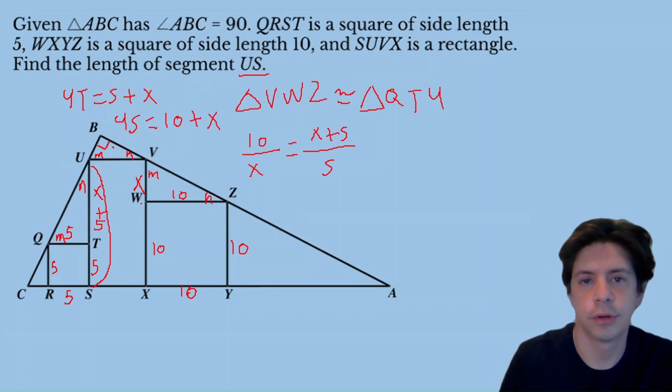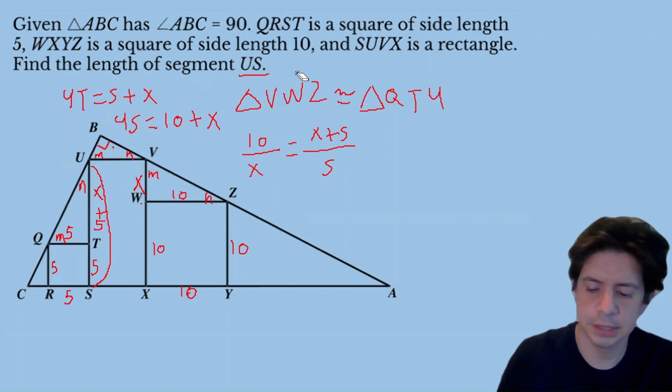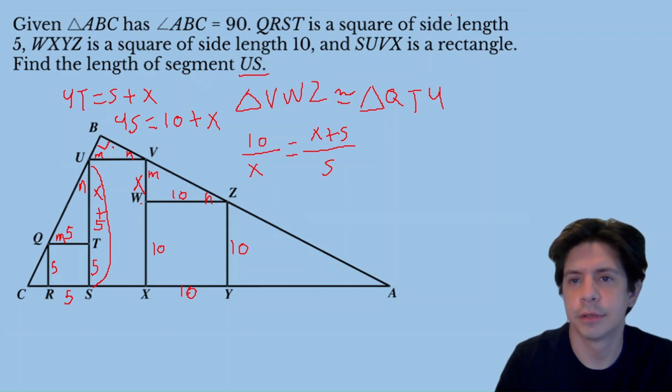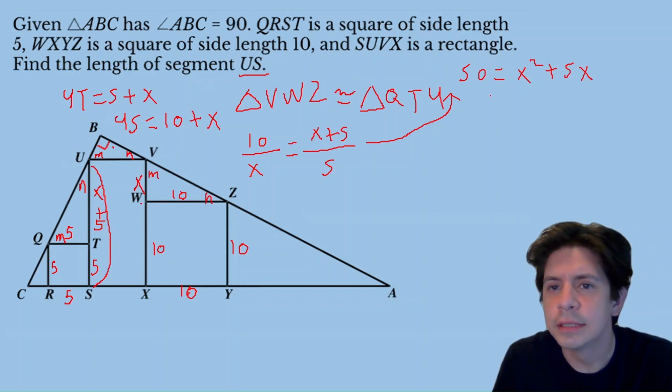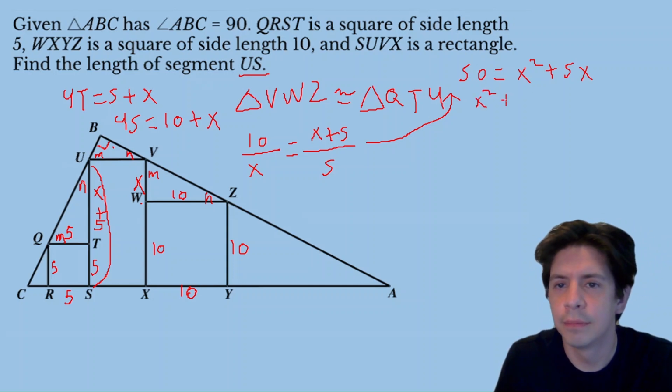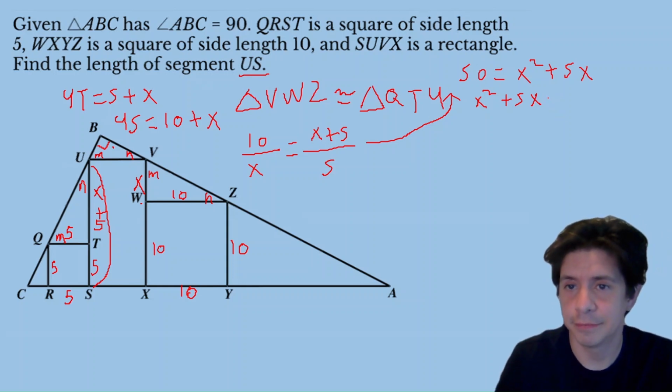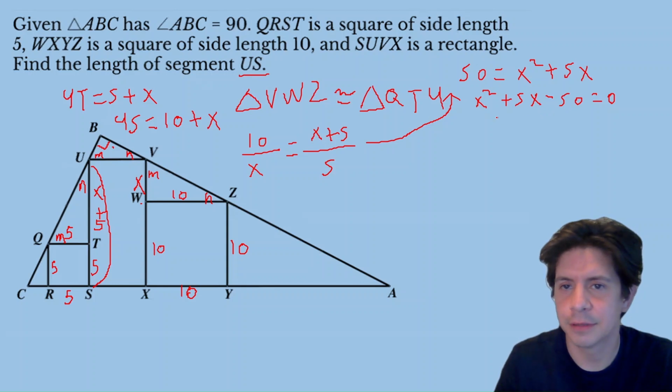So I'm going to erase some more work. Okay. So then that gets me 50 equals x squared plus 5x. I just like to make this into a quadratic. So it's going to be x squared plus 5x minus 50 equals 0. And then that means I can factor.